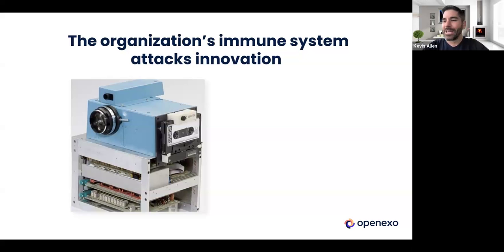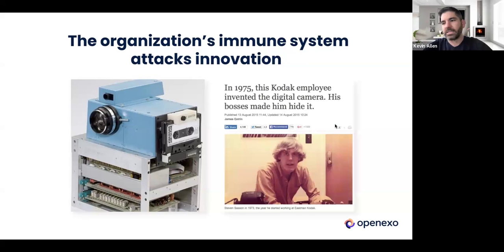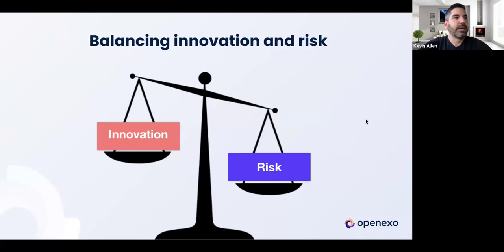This is a very overused example, of course, but this here is of course the first digital camera, right? Which obviously was invented by Kodak, or by an employee at Kodak, and at the end of the day, the balancing of innovation and risk became a factor in the decision by Kodak to essentially patent it, but not necessarily develop it in the early days.